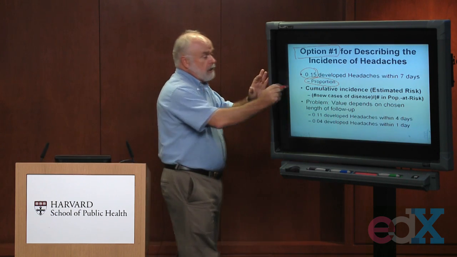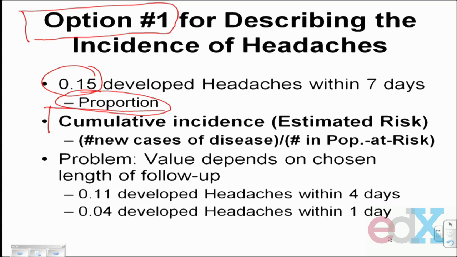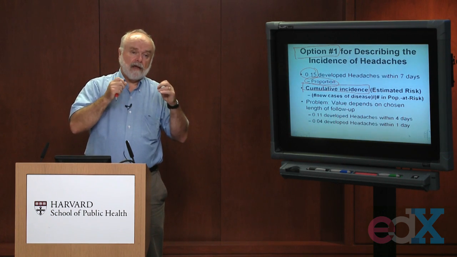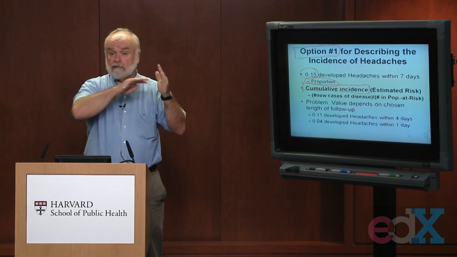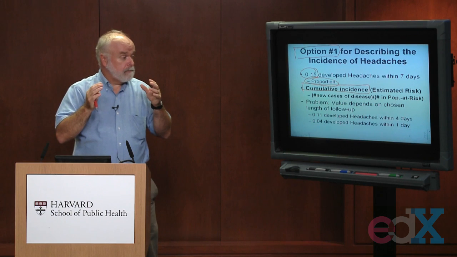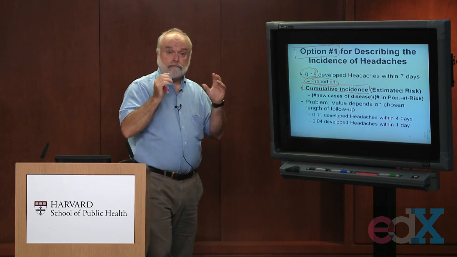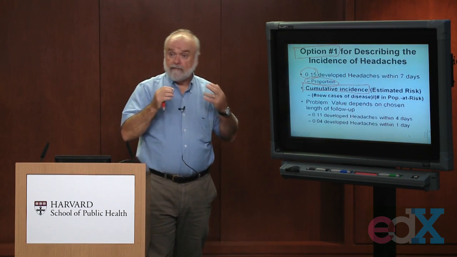We're going to call this proportion a cumulative incidence. Incidence because it refers to new cases of disease occurring during these 7 days of follow-up. Cumulative because it's not interested in when they develop the disease during the 7 days. They're just adding up the total numbers. And in total, 15 people developed headaches out of these 100 people. Now, there are some problems when reporting cumulative incidence.